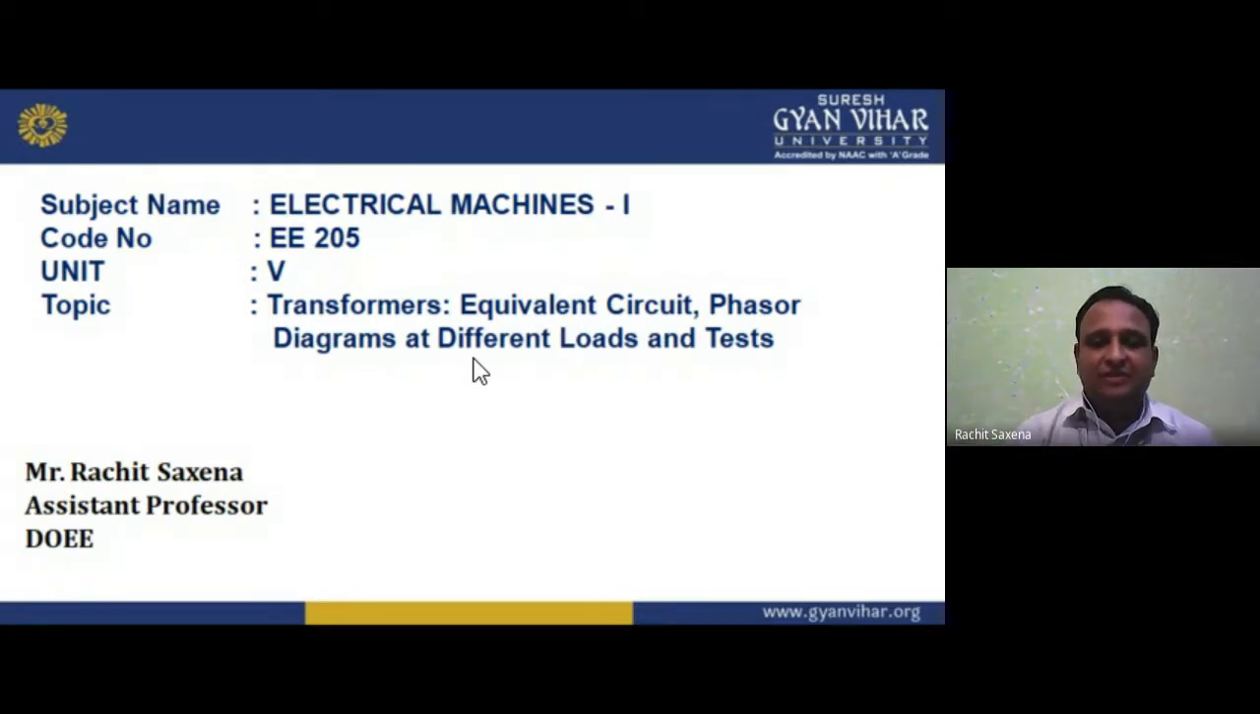BH curve basically we are going to study in the transformer also. We have the BH curve. The BH curve is basically the relation between B and H. B is the magnetic flux density and H is the magnetic field intensity. So B equals mu H. Mu is the permeability. Permeability is the measurement of magnetic field in a material.